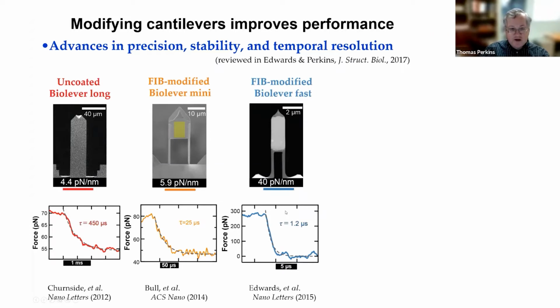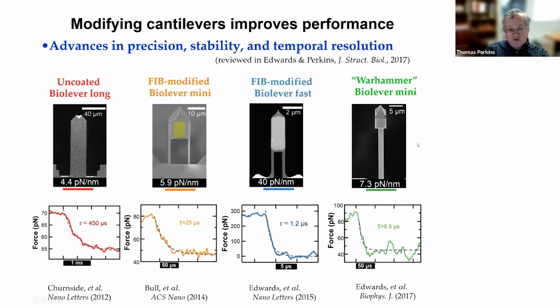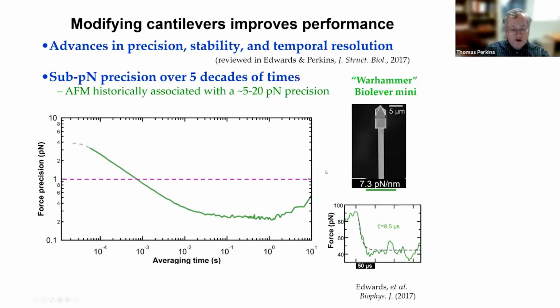And for equilibrium assays, we're very interested in force stability. So we developed a sort of 4th generation cantilever, which my students called a Warhammer, which is based off of the same parent cantilever as shown here, but with a different head geometry. Now these cantilevers had 8 microsecond time resolution in liquid, but now have force stability of approximately a piconewton out to 100 seconds. So how do we look at that?